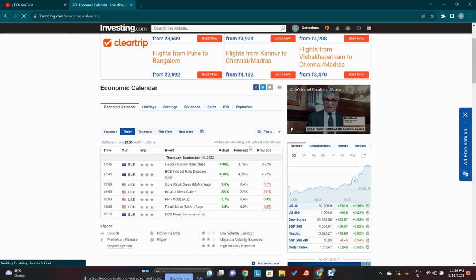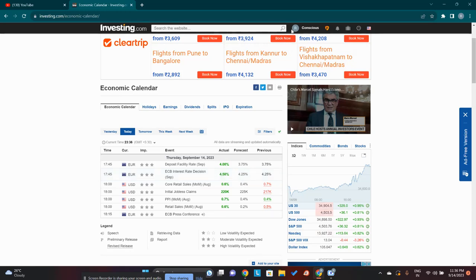Now I'll just show you the major news that came today. Today the European Central Bank surprised the market by increasing the interest rate. Ideally, when the interest rate goes up, the currency of that country strengthens, but in this case, in spite of the interest rate increasing, the euro crashed.